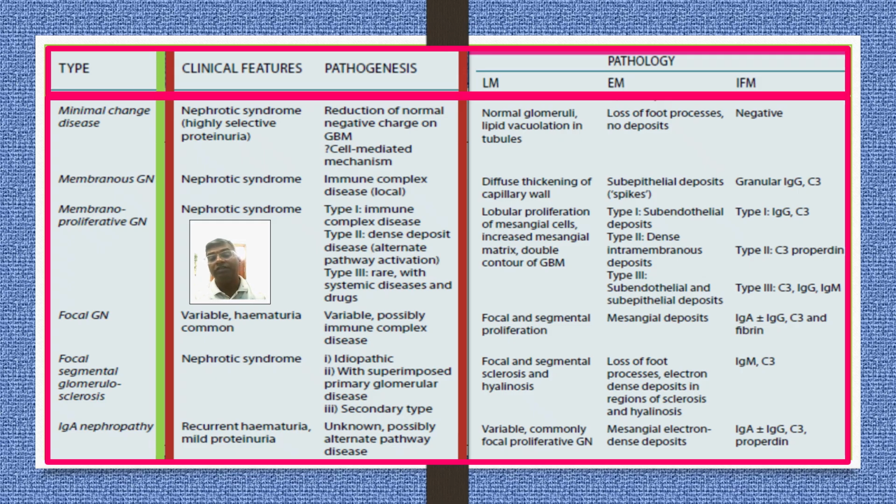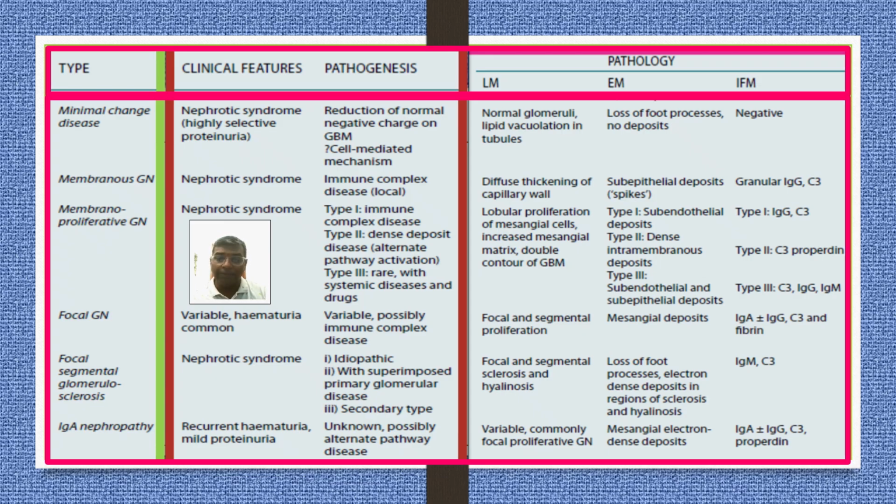Coming to the thing that is different, focal segmental glomerulosclerosis. It is not FSGN, it is FSGS. It will present with the features of nephrotic syndrome. The pathogenesis is, most of the times, idiopathic, or the cause is unknown, and it can be because of superimposed primary glomerular diseases, or it can be because of the secondary type. So three: first, idiopathic. Second, pathogenesis may be with superimposed primary glomerular disease, and the third one, secondary type.